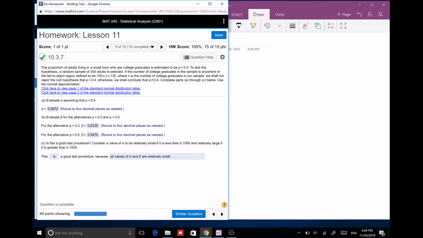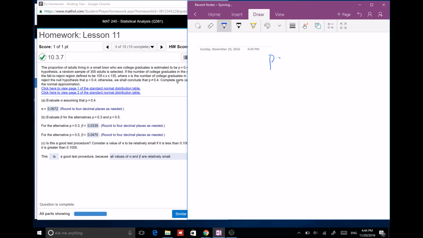Problem 3. You can see this is a binomial distribution, with p equals 0.4 and q equals 0.6. When n is bigger than or equal to 30, we can use the normal distribution to estimate the binomial distribution.